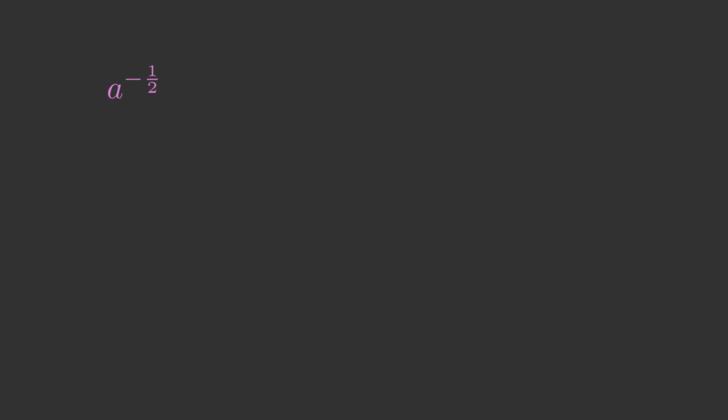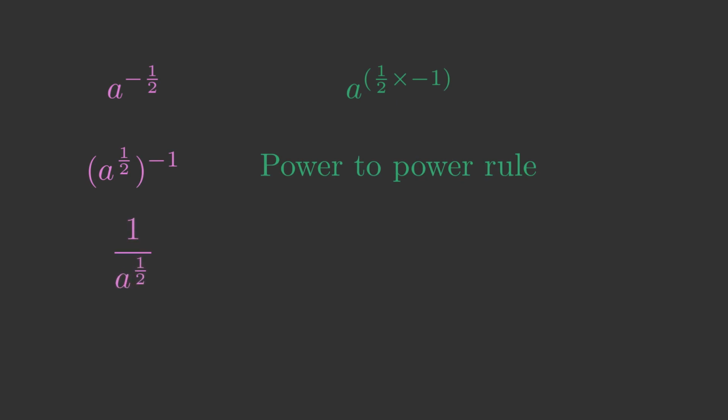Finally, we will look at negative fractional powers. A to the power minus 1/2 is equal to a to the power 1/2 times minus 1. Using the power to a power rule, this is a to the power of 1/2 all raised to the power minus 1, which is 1 over a to the 1/2, or 1 over the square root of a. This can be applied to any exponent p over q. A to the minus p over q is 1 over the q root of a to the p.